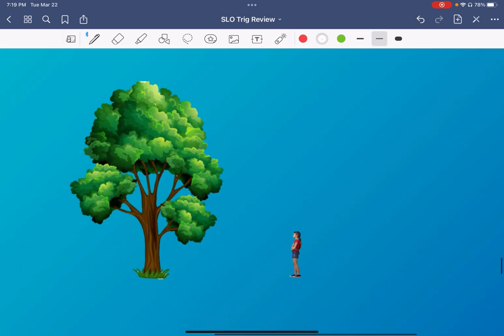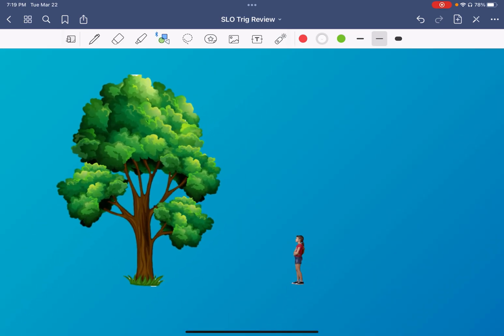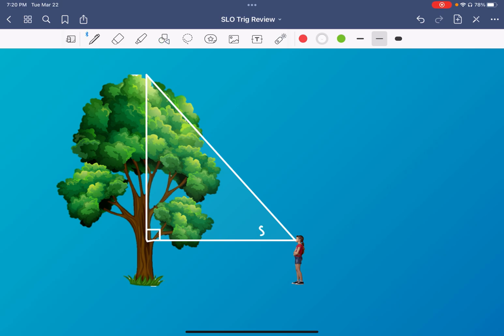I'm going to come over here to this one to create the angle of elevation. So again, the horizontal line is still going to be from her eyeball, looking straight forward, but now instead of looking down, I'm going to look up to the top of the tree, and then that'll create my triangle. So that creates the 90-degree angle. This angle of elevation was 50 degrees, and she's still the same distance away. She's still 75, and we're still trying to figure out the height.